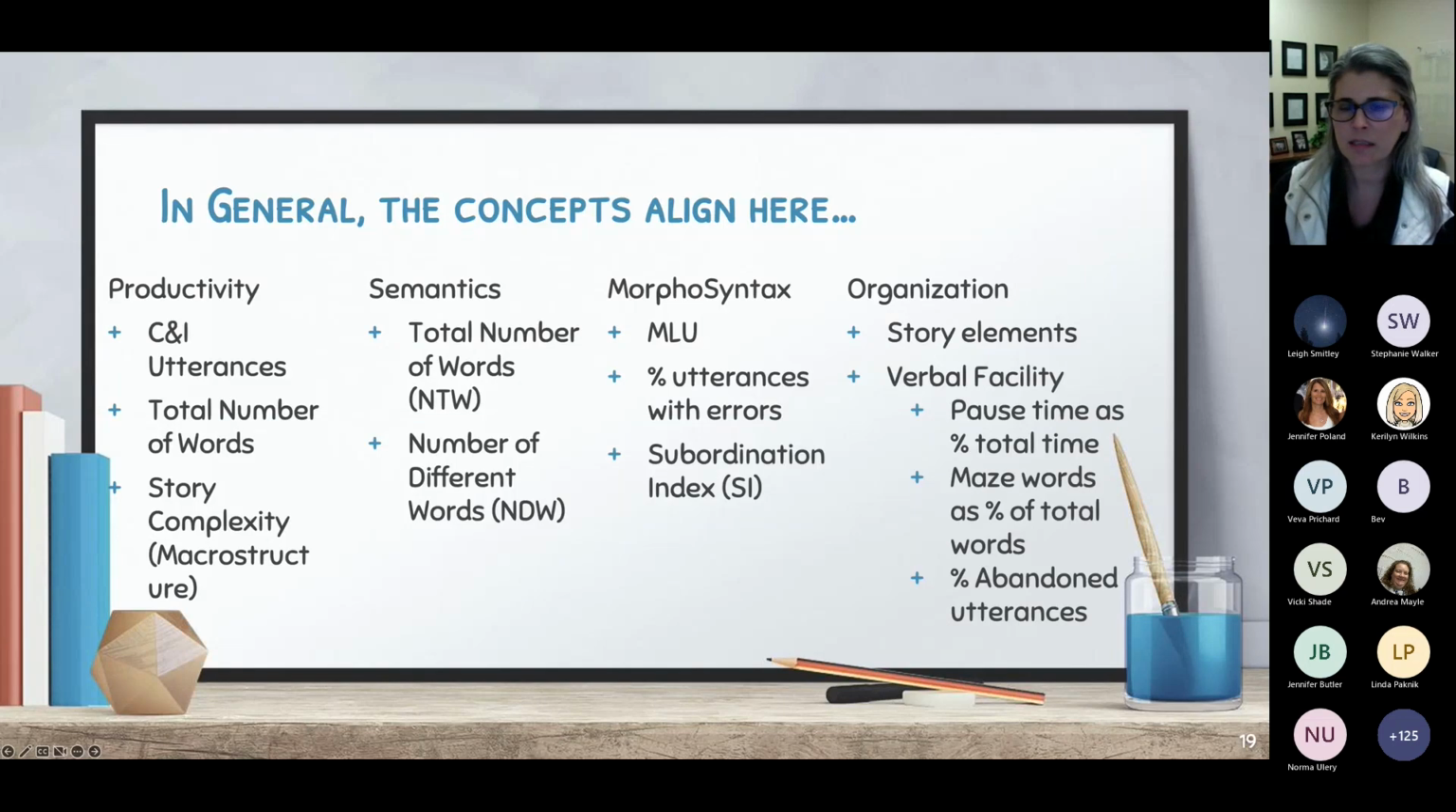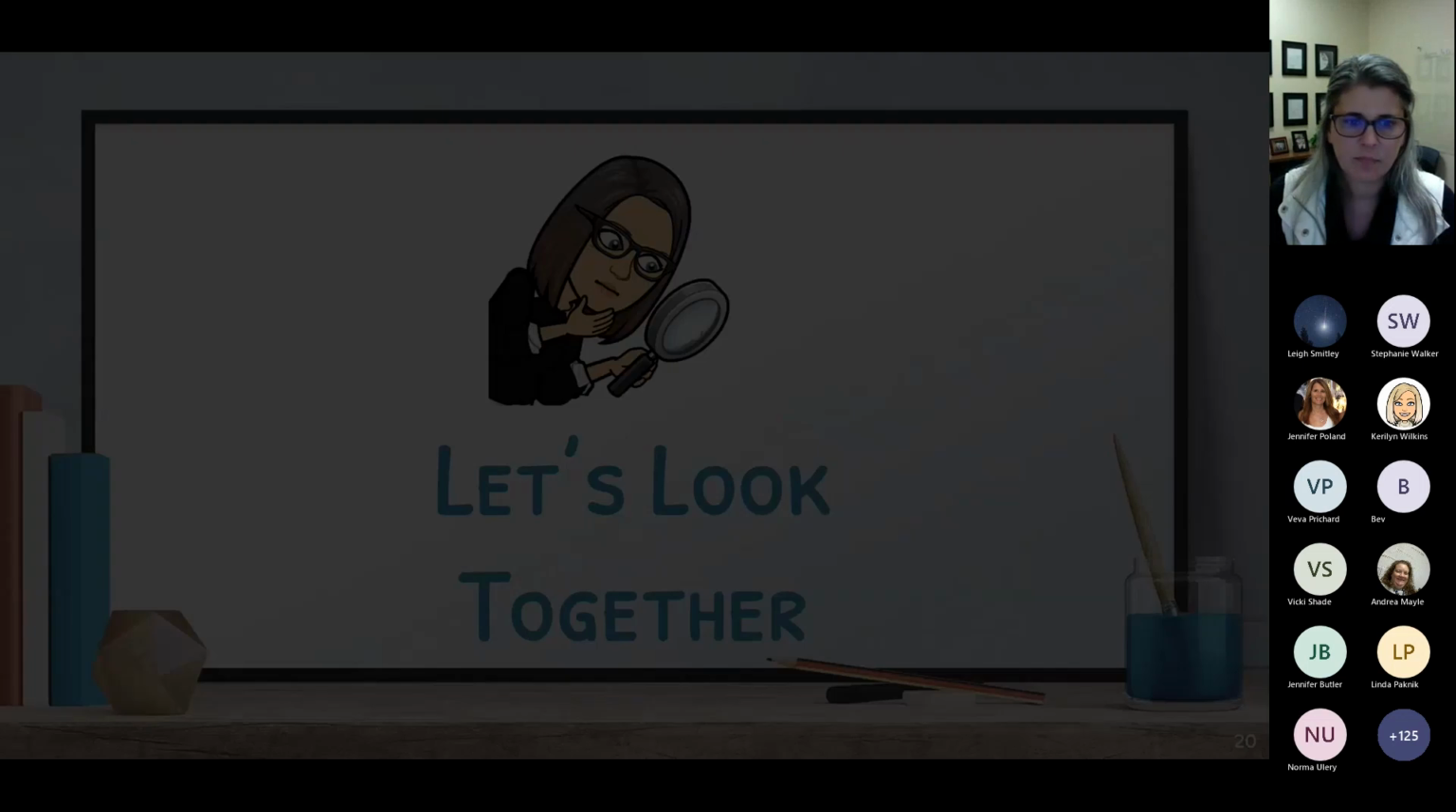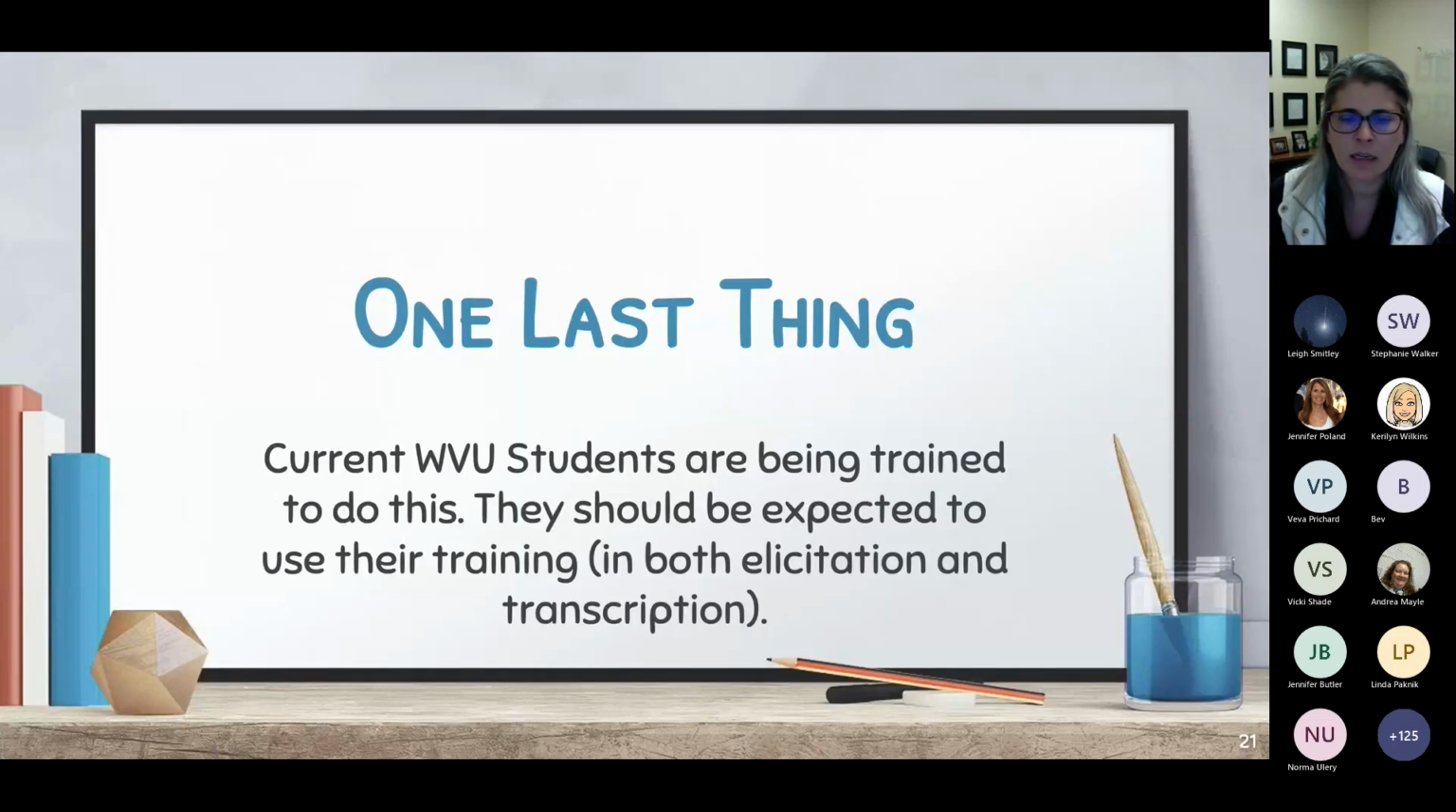My computer is possessed. And then we also have just organization. So story grammar elements, those verbal facility measures that we talked about briefly, can also be things to think about. So we already kind of looked at it.